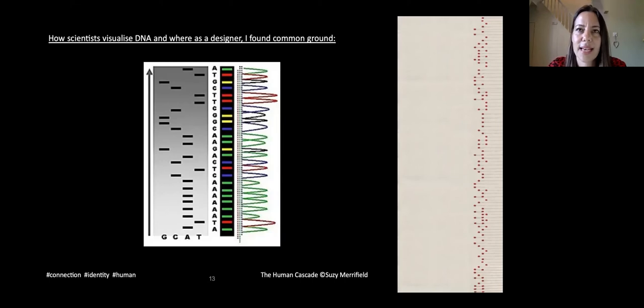Shown here is the Sanger DNA sequencing technique used by scientists to visualize DNA. It is also the technique which Ancestry.com uses. It has two outputs. On the left in gray is a separation done in gel. Each horizontal line is a base, and as you move upwards from the bottom, the next line is the next base in the sequence. The color graph on the right is another output of Sanger sequencing.